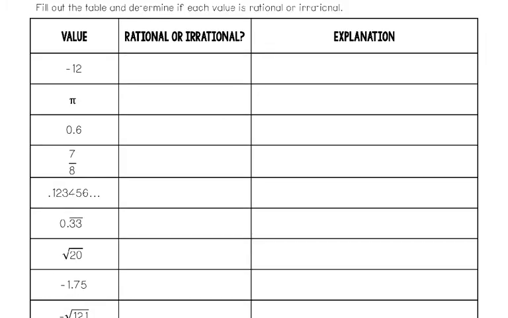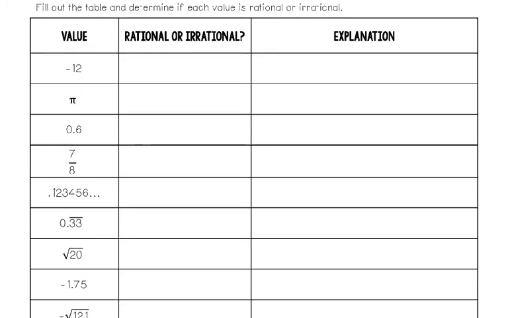But I'll go ahead and get started by looking at the value of -12. It says fill out the table and determine if each value is rational or irrational, and we'll have to have an explanation. So the value of -12. It doesn't matter if the number is negative or positive.